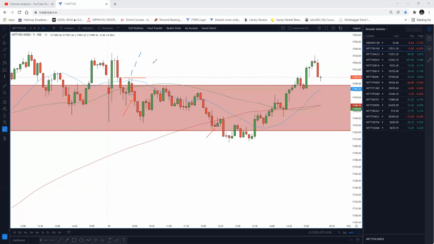How did I take the position? I bought the put, and it was the 17,400 put of the Thursday's expiry. So I bought this put here, right? And then I just waited to trail it.